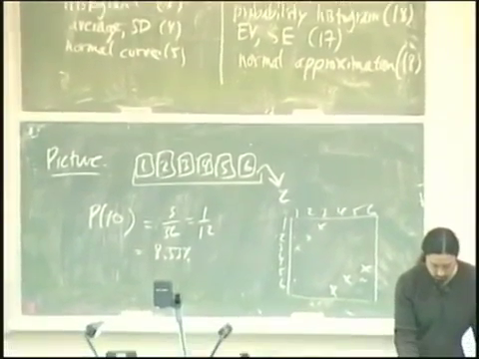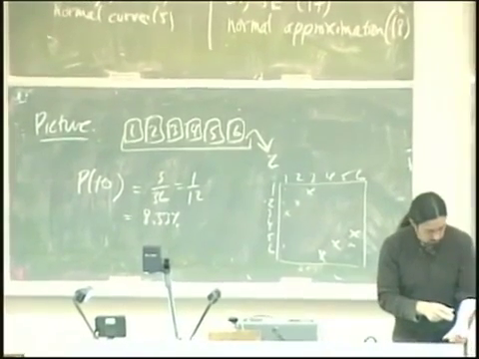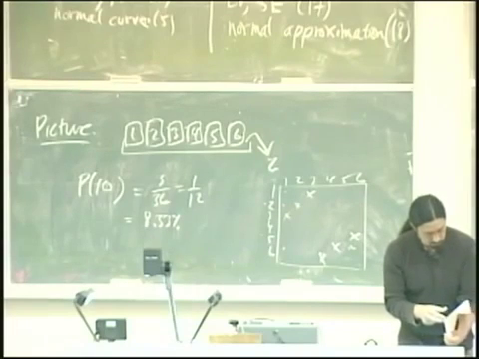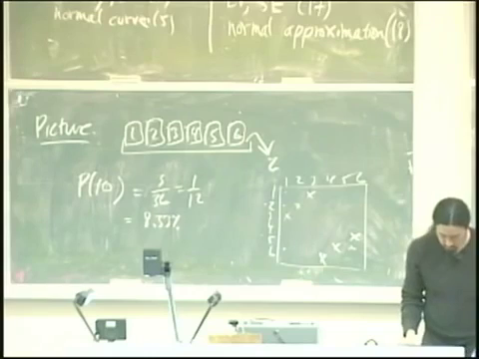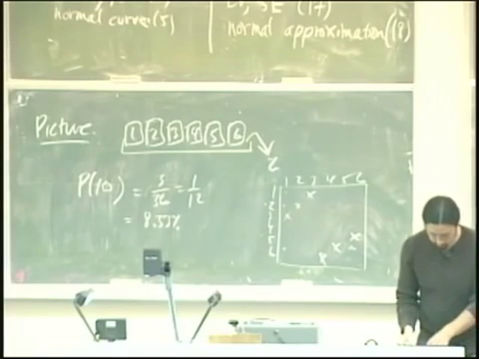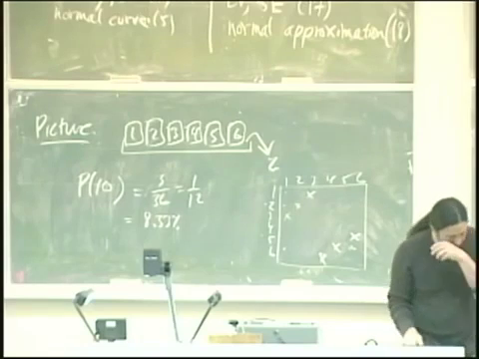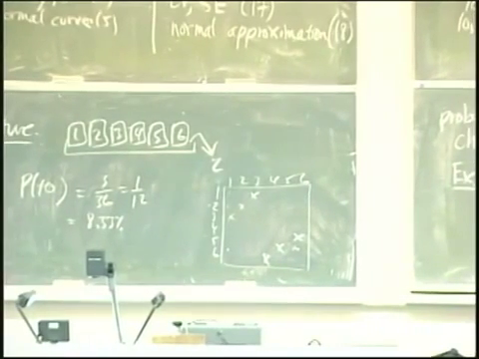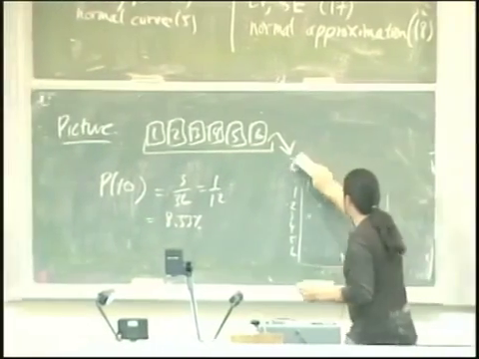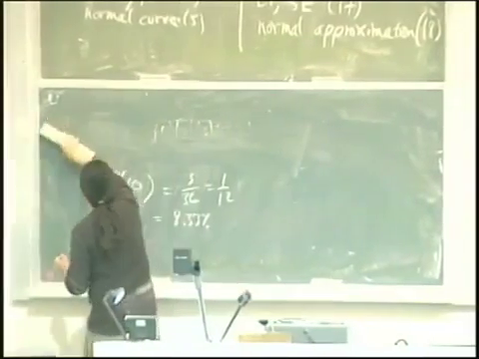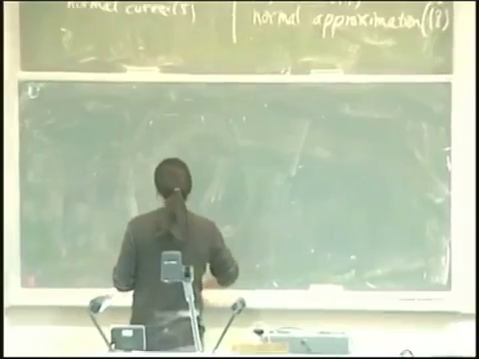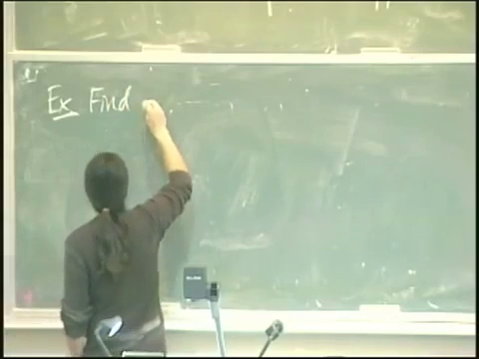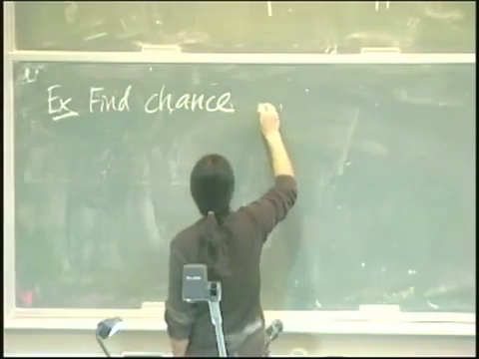Okay, so I want to do another one from this, the one I sort of said in words: the chance of getting 45 to 55. So still 100 coin tosses.